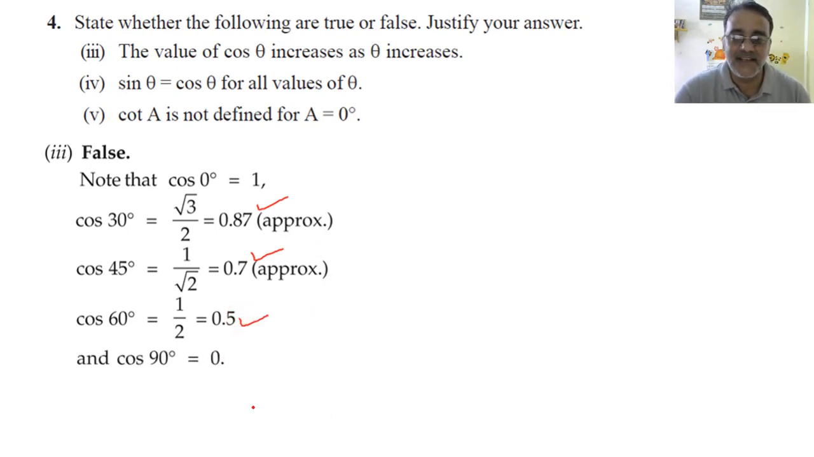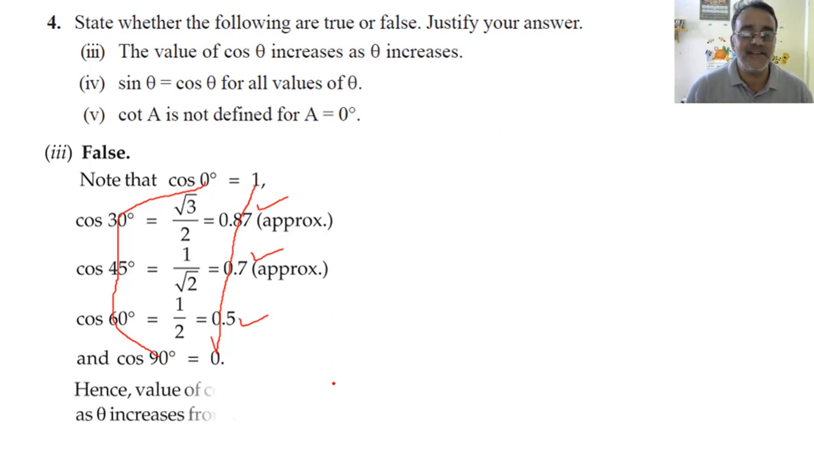0. That means the value of cos theta is decreasing when the value of theta increases from 0 degree to 90 degree. So that is why the statement is false, because in the question it is given increases as theta increases. So the correct answer is decreases.